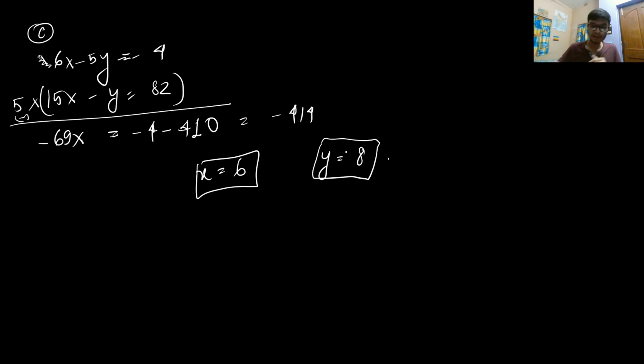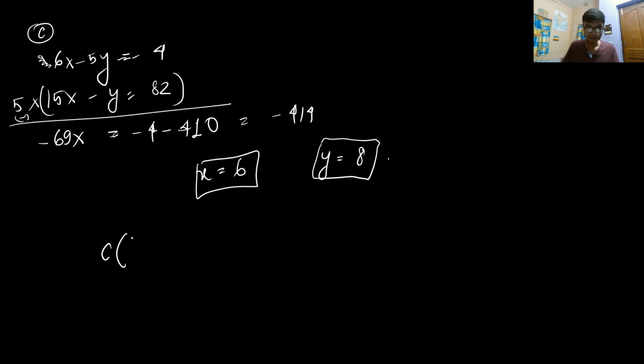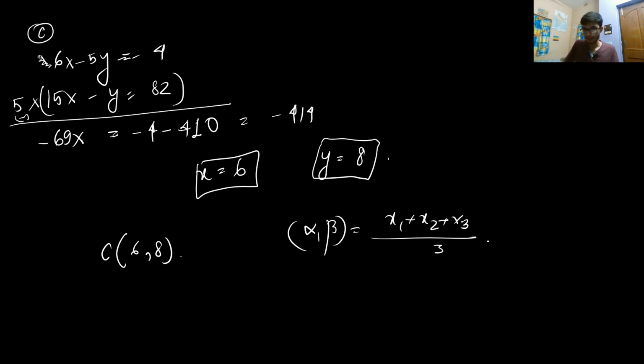Okay. So this type of mental calculation you need to perform in your examination when you are approaching the CUET mock paper. So from here, you already got the three coordinates of this triangle. The coordinate of point C will be equal to 6, 8. And if you know the formula of the centroid, the centroid is calculated by x1 plus x2 plus x3 by 3, comma y1 plus y2 plus y3 by 3.